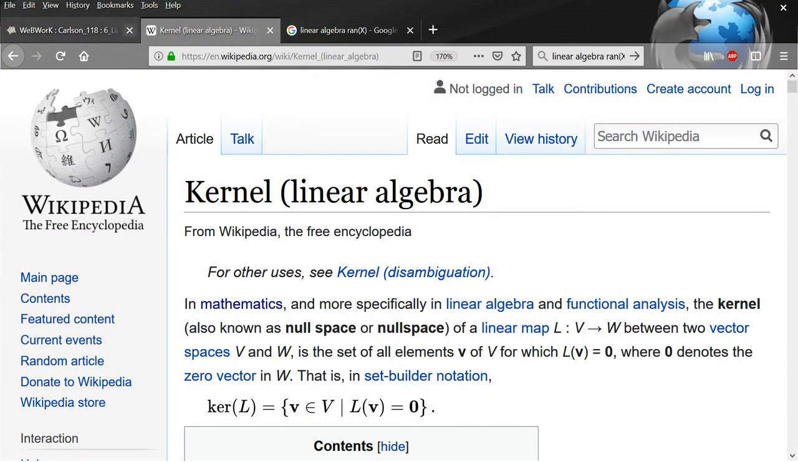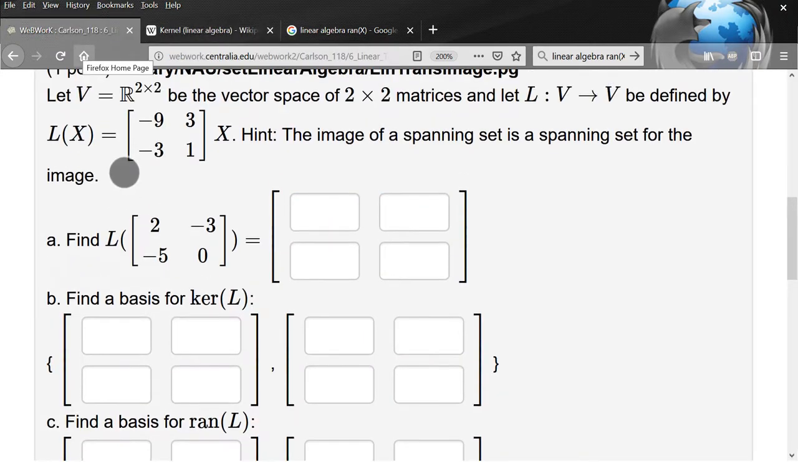So they gave us the image. So now we know image, the image of a spanning set. We're going to take the spanning set, which we don't have yet, but we'll create a spanning set, and we will apply the L function, and then we'll see what happens to each element in that spanning set. And it says the image of a spanning set is a spanning set for the image. So what we get when we apply the L function, we'll get a spanning set. So what's a spanning set? It would be a set whose span is your entire whatever thing you're thinking about.